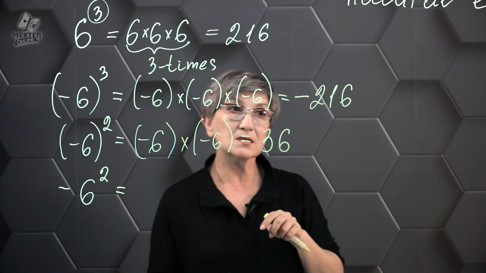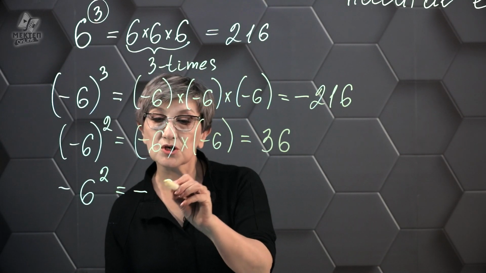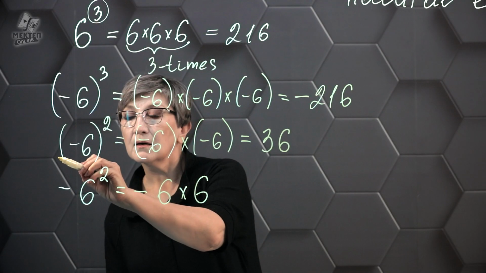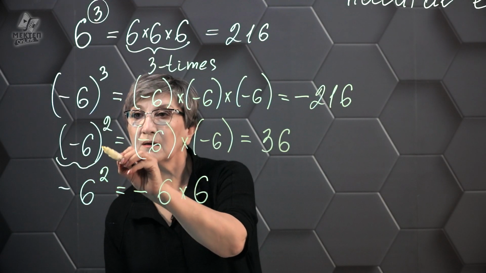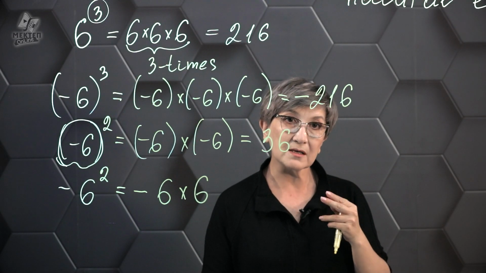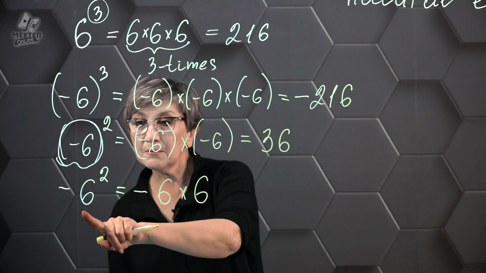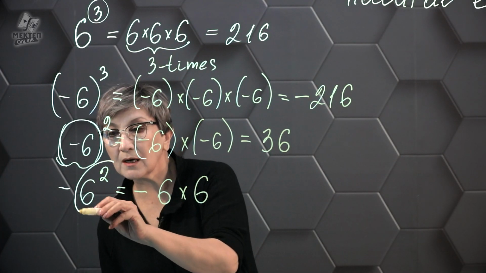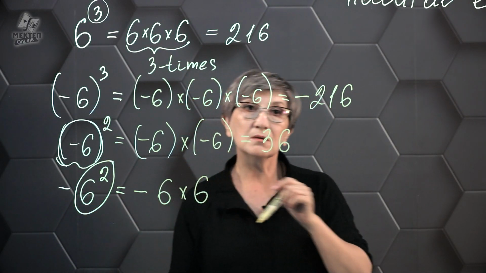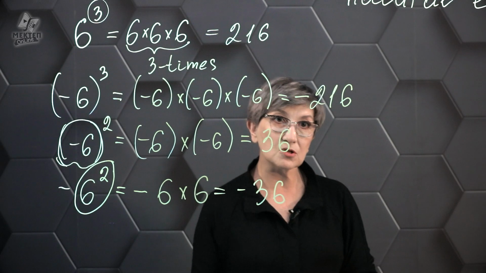Then what do we do with this minus? The thing is, we just rewrite this minus. Minus 6 times 6. One more time. In the previous example, we need to multiply the number minus 6 by itself twice. The result is the answer 36. And in this example, we only need to multiply the number 6 to the second power and rewrite the minus, and as a result, the answer is minus 36.